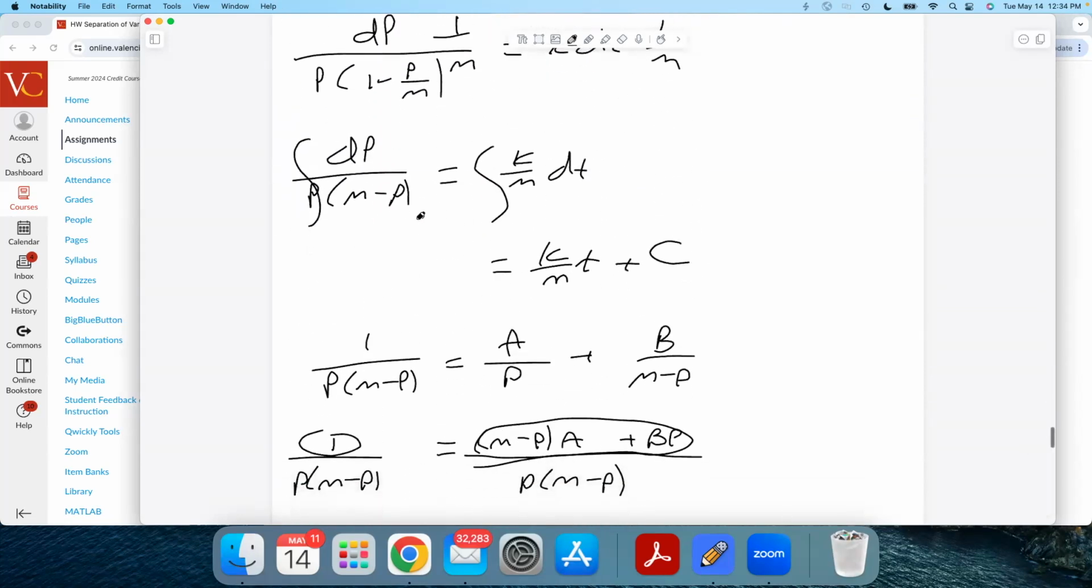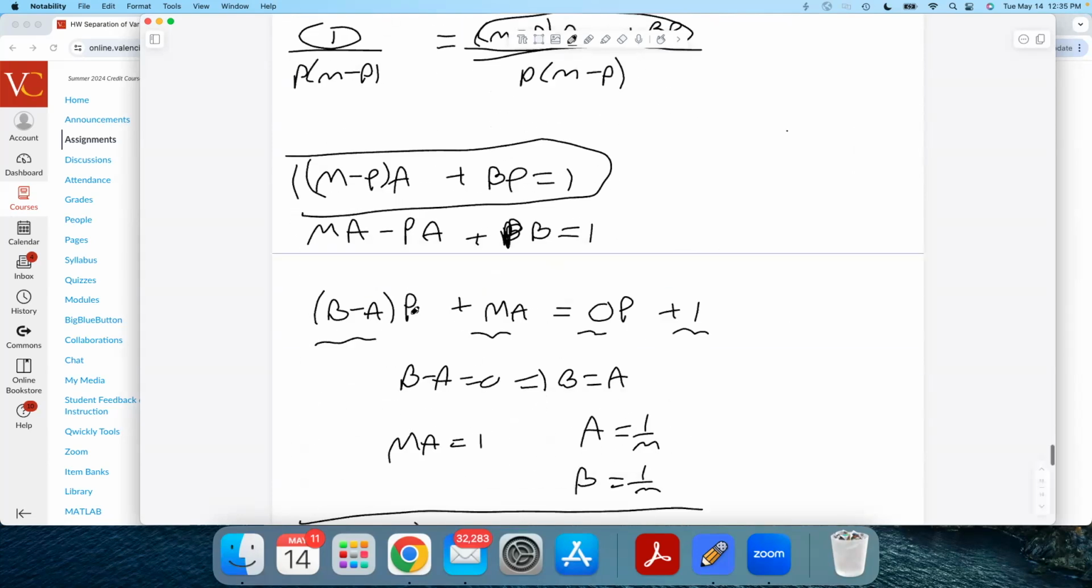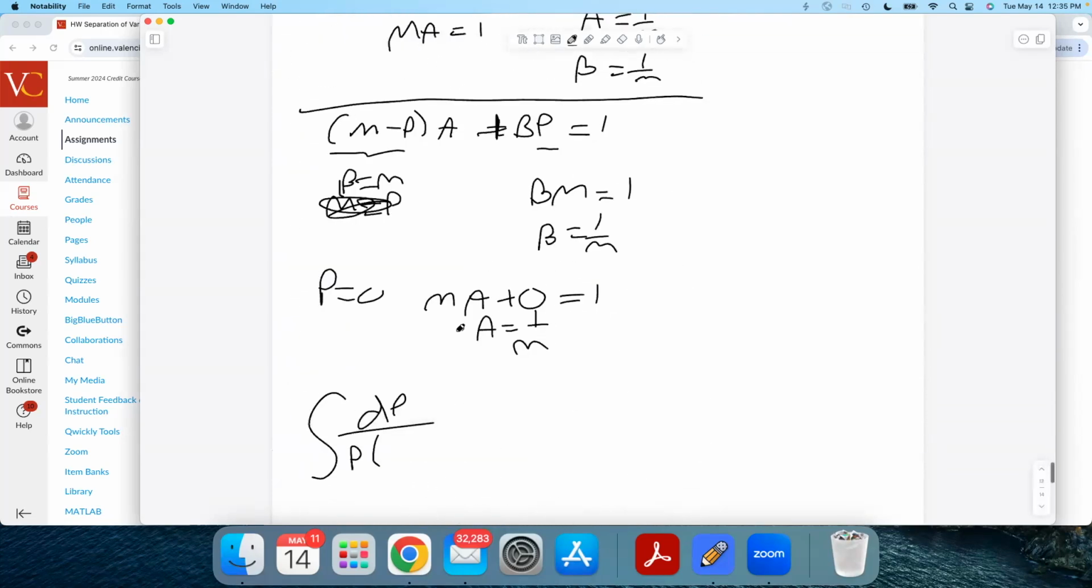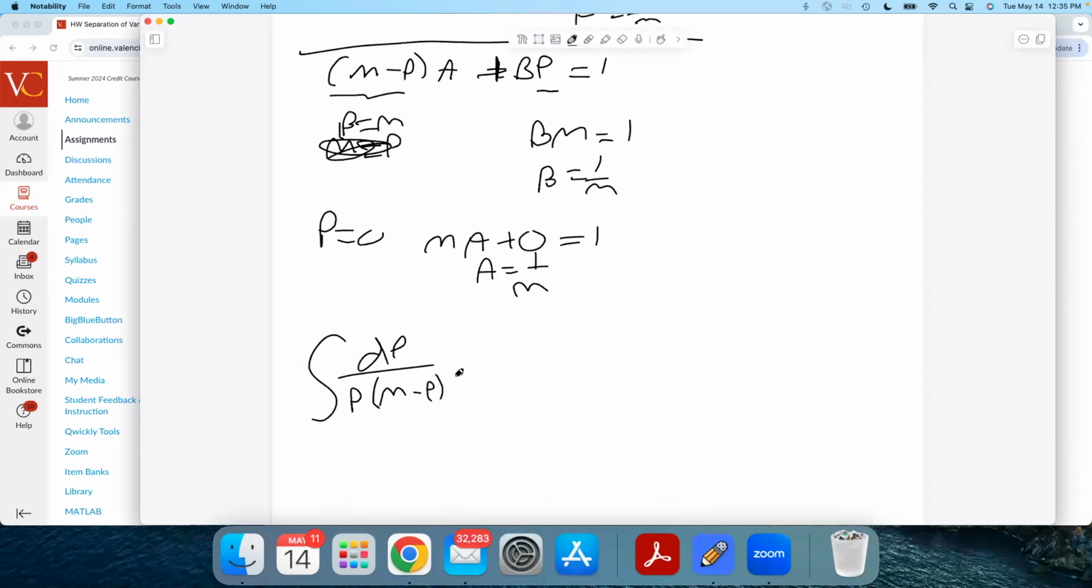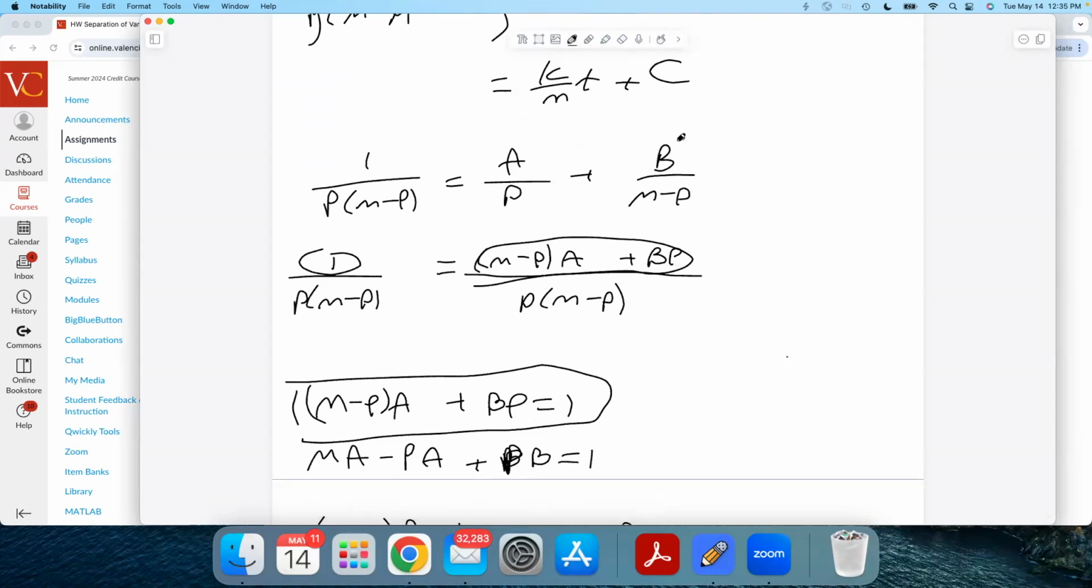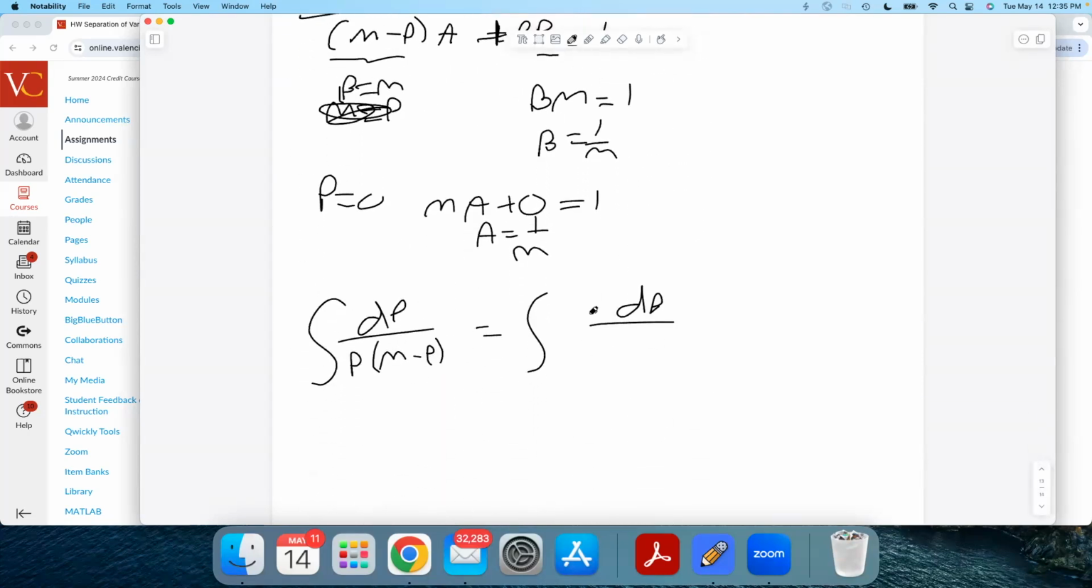Okay, so we're only halfway done with this problem. That means I can rewrite this side. I had this dP over P times M minus P. I could rewrite as the antiderivative of dP of, remember we're using this, and both A and B, we got 1 over M. So I'm going to get 1 over MP, 1 over M, M minus P. And I can separate this into 2 separate integrals.